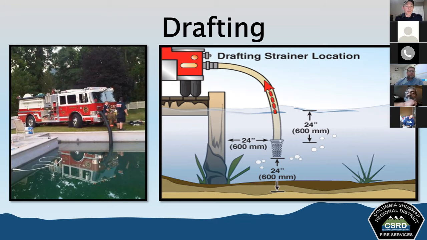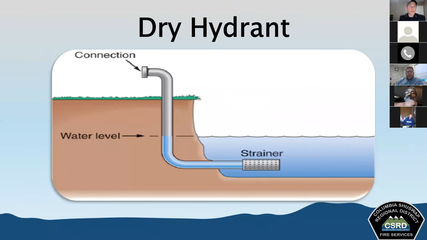Another way that we may see drafting used is through the use of dry hydrants. Many of our areas right now are using dry hydrants. A dry hydrant, or another name for it, a drafting hydrant, is basically just a pipe with a strainer on one end and a connection for the hard suction hose on the other end. We often install these on lakes, close to rivers, and the connection needs to be the right height so that we can get the hard suction attached to it or the portable pump.